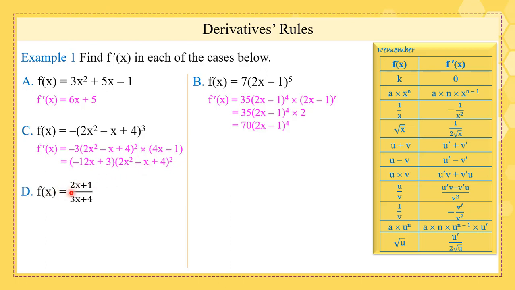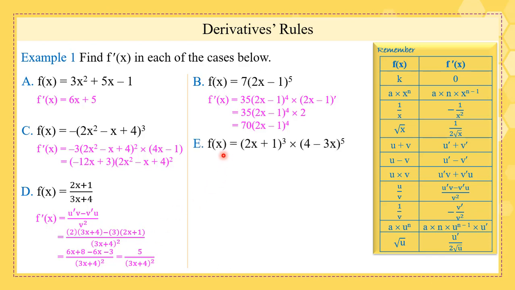Now here, f of x is (2x plus 1) over (3x minus 4). First, we have to look at the form of f of x. It is of the form u over v, so its derivative is given here. So the derivative is u prime v minus v prime u over v squared. Remember, the derivative of the numerator is 2 multiplied by the denominator minus the derivative of the denominator, which is 3, multiplied by the numerator over the denominator squared. And if we simplify, we get 5 over (3x plus 4) squared.